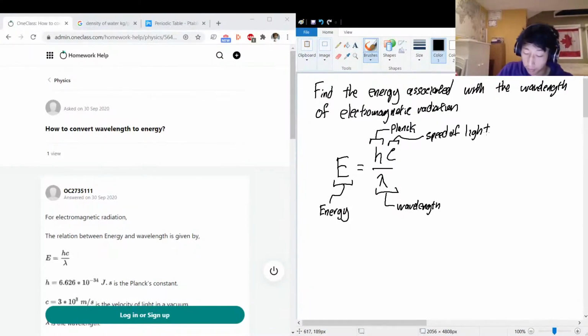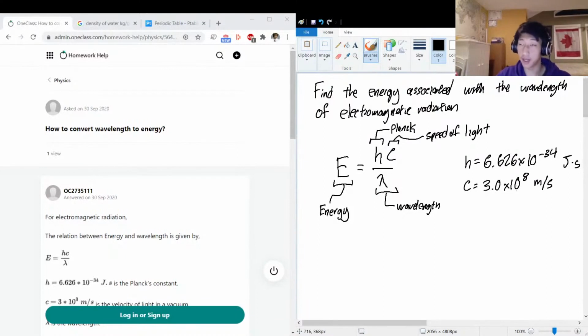Now, the value of h is equal to 6.626 times 10 to the negative 34. And c is equal to 3.0 times 10 to the positive 8. The units for h are joule seconds, joules times seconds, and for the speed of light, it's meters per second.